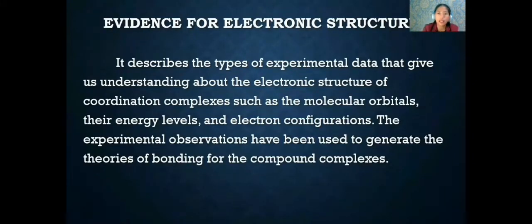So, evidence for electronic structures. This describes the types of experimental data that give us understanding about the electronic structure of coordination complexes, such as the molecular orbitals, their energy levels, and electron configurations. These experimental observations have been used to generate the theories of bonding for coordination compounds. So what we are going to deal with in these lessons comes from the experimental data that have been observed.